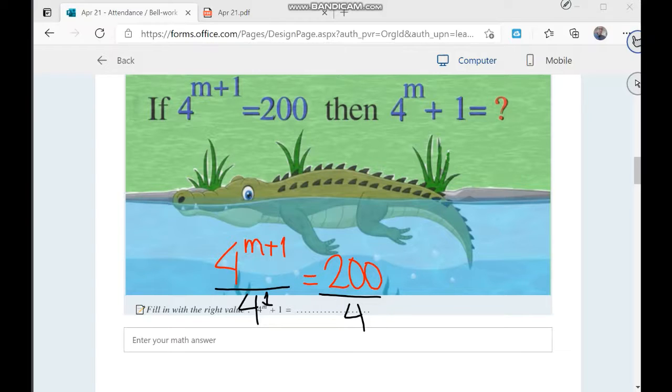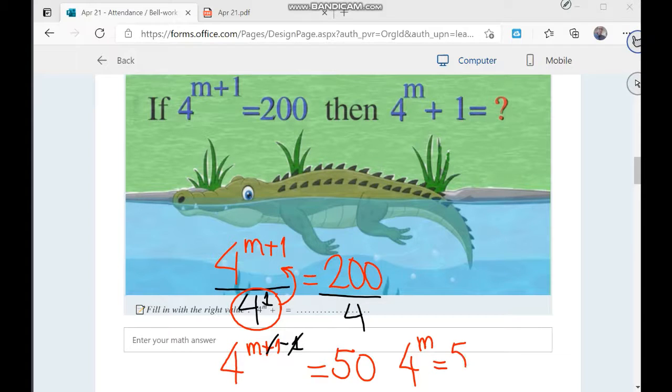This is 4 exponent 1, right? There's a property that you can move this from the denominator to the numerator by changing the sign of the exponent. It's going to be a negative. So you have 4 exponent m plus 1 minus 1. Remember this? Which is equal to 200 divided by 4, 50. And m plus 1 minus 1 is m. 4 exponent m equals 50.